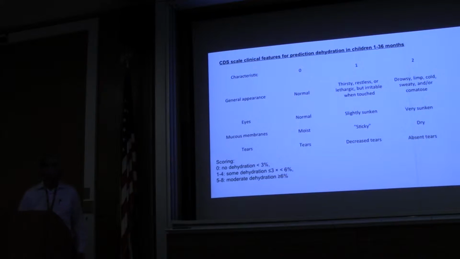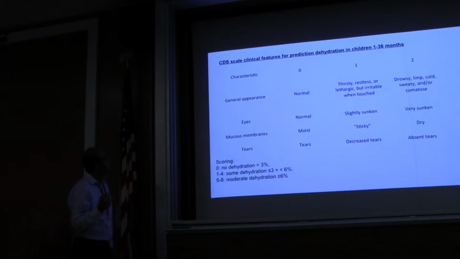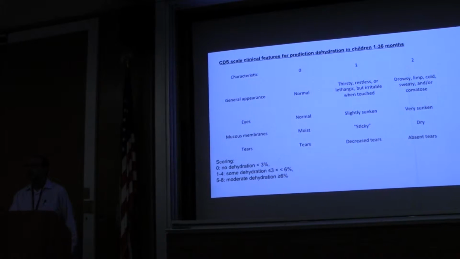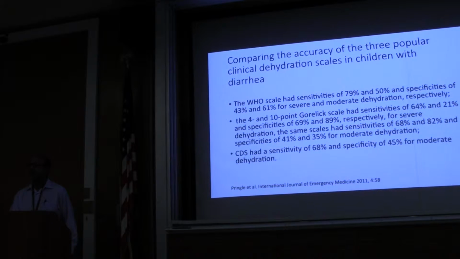And the third one is called the Clinical Dehydration Scale, which also looks at 3 things. So, no dehydration is 0, then 1 to 4, and 5 to 8. The Gorelick 4-point would be the way to look at it. Everybody has a preference of doing it. But look at this.